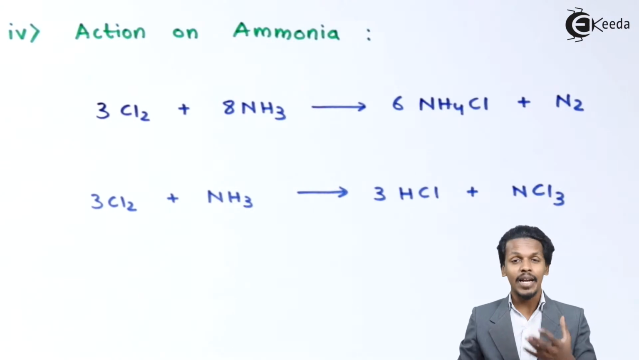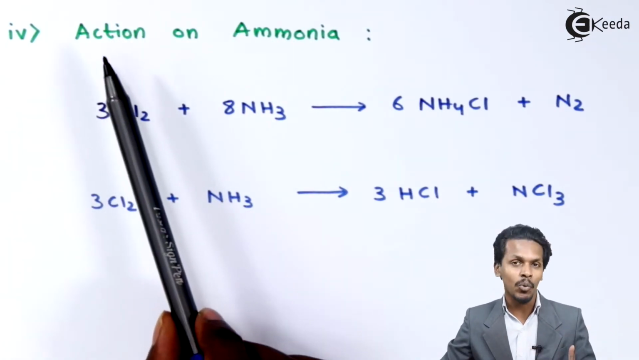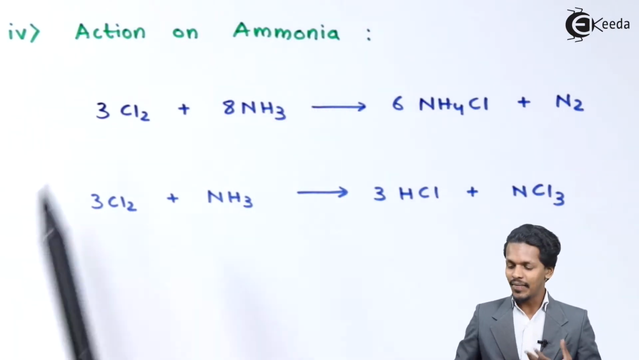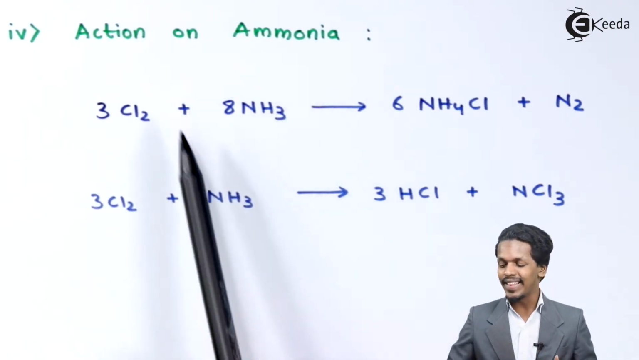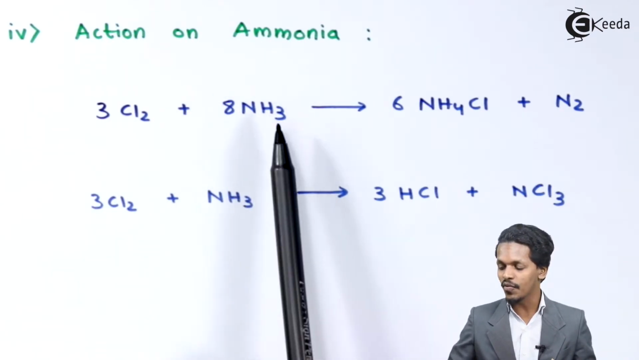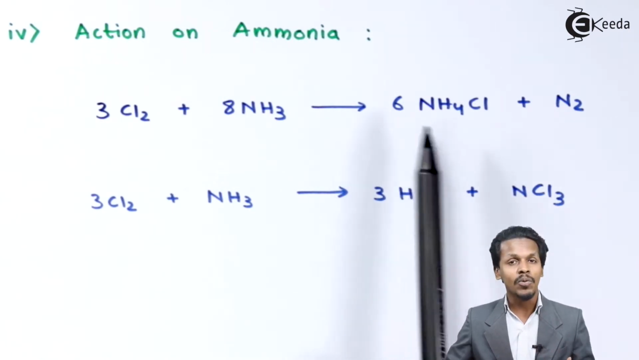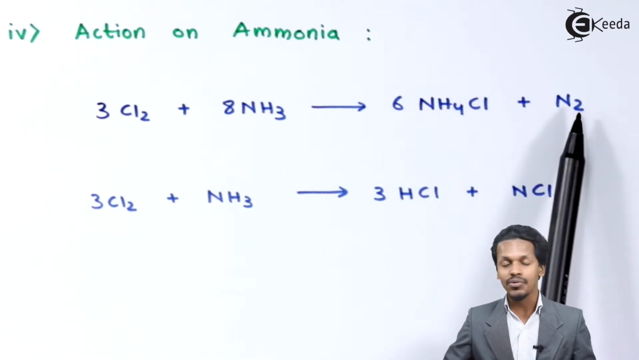So friends, this is the second part of the reactions of chlorine, and starting with the first one, that is the action of chlorine on ammonia. Whenever 3 moles of chlorine are reacted with an excess amount of ammonia, that is, 3 moles of Cl2 with 8 moles of ammonia, the product we get is a salt, 6 moles of ammonium chloride, along with nitrogen gas.